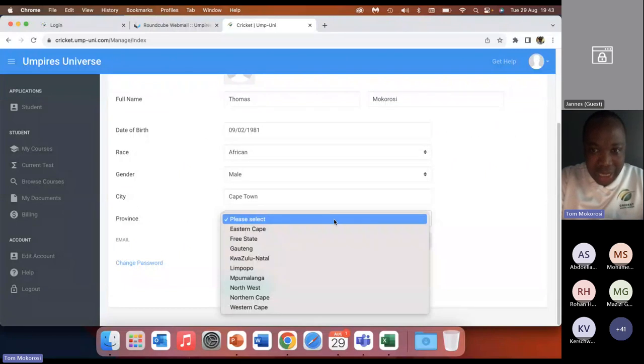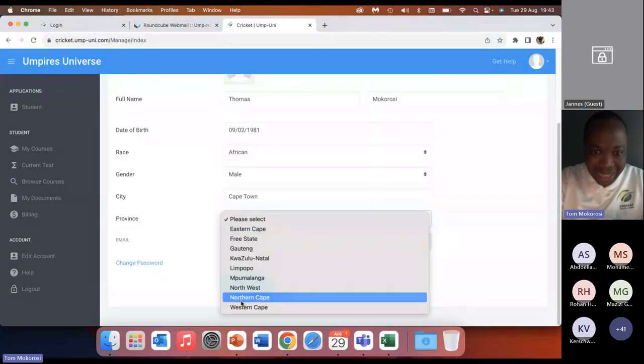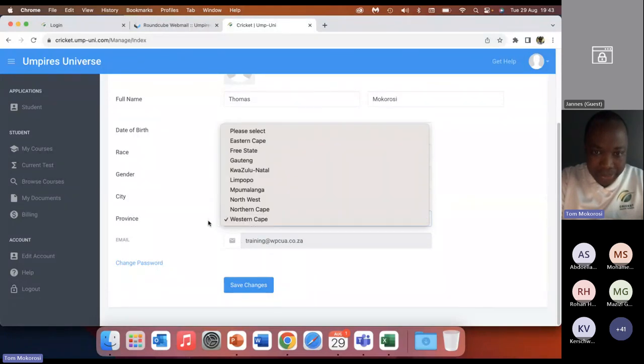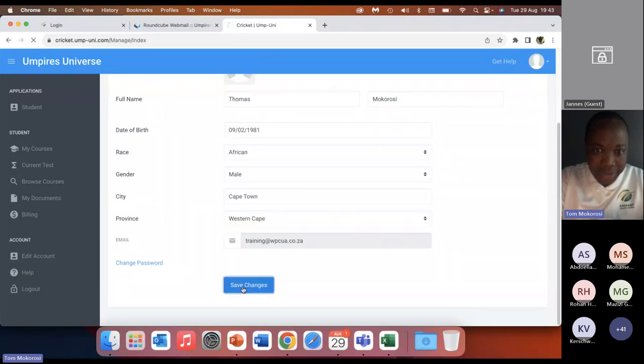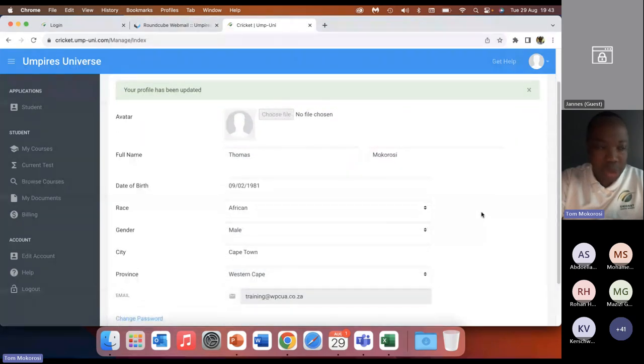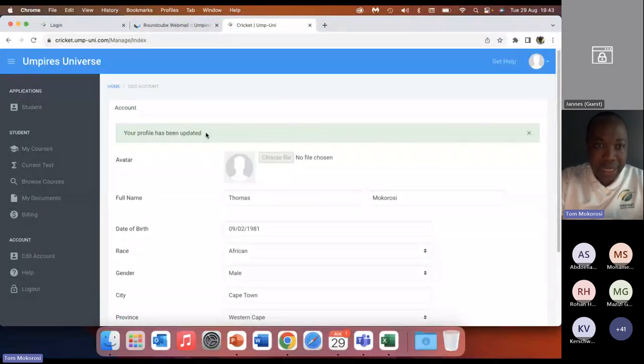If you are not in Western Cape, but you are in any other province in South Africa, yes, you may select your province. Okay, I'm going to select Western Cape. And for everyone else who is not in South Africa, please select Western Cape. Okay, cool. Now we save changes. Please make sure that you have a good internet connection. Otherwise, you're going to struggle in the exam to go from one question to the next, and you might run out of time. So now my profile has been updated, and I am ready to go to my exam.